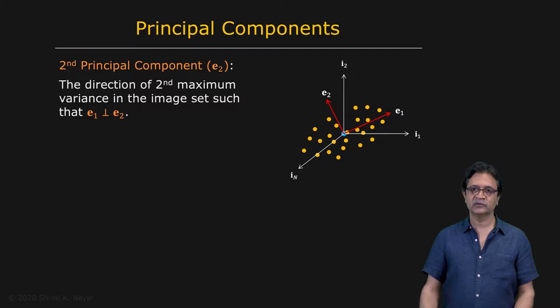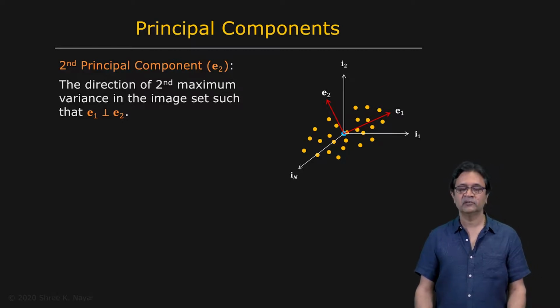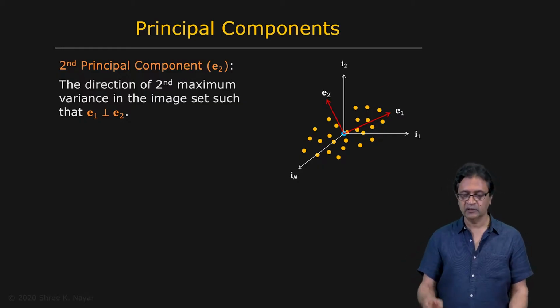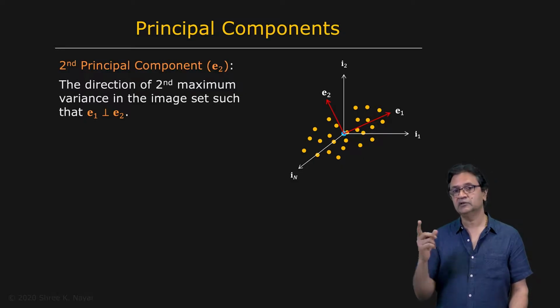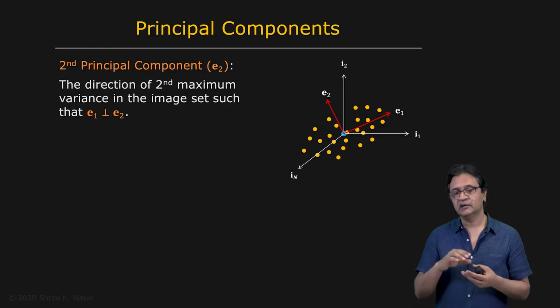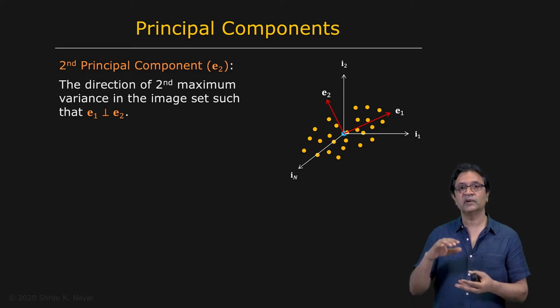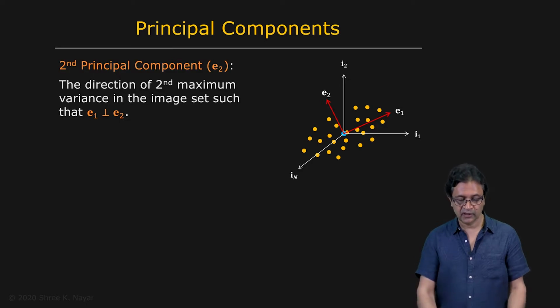So the second principal component has to be perpendicular, orthogonal to the first principal component, because we are trying to look for an orthonormal basis. So it's orthogonal to it. Now, if you consider E1, there's an infinite set of vectors that are perpendicular to E1. We're going to try to find the vector E2, along which the variance of the distribution is maximum. And that gives you the direction along which you have the second maximum variance in the image set. So that's E2, which is perpendicular to E1.